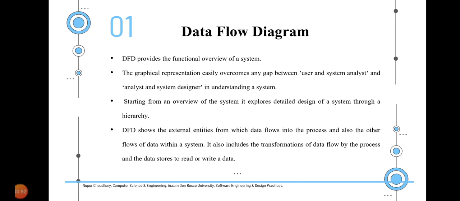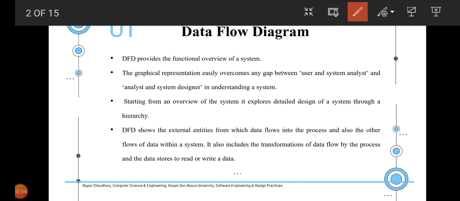DFD shows the external entities from which the data flows into the process, and also the other flows of data within the system. It includes transformation of data flow by the process and the data stores to read or write the data. So DFD basically involves external entities, data flows, as well as processes. Processes pertain to the functionalities, and also the data stores where we can store the data.